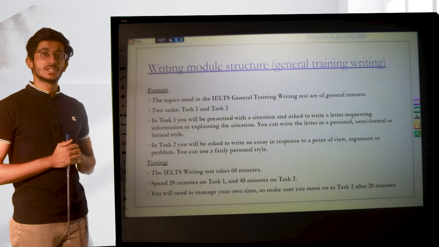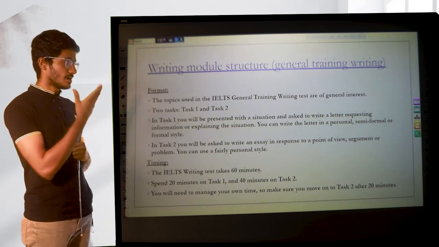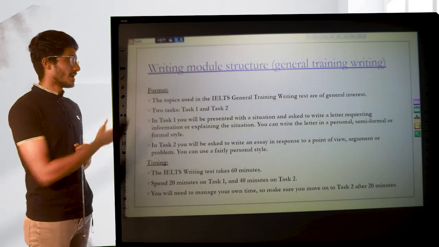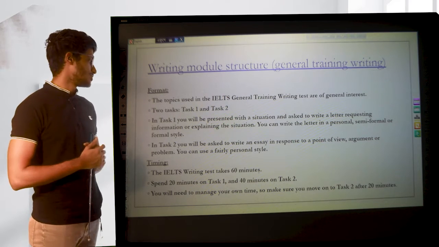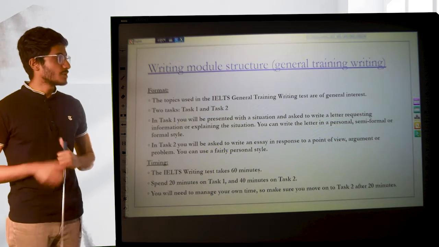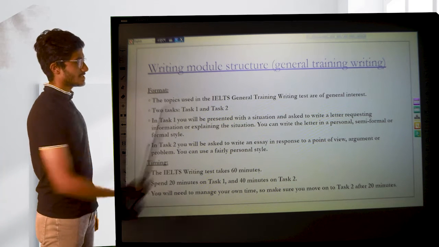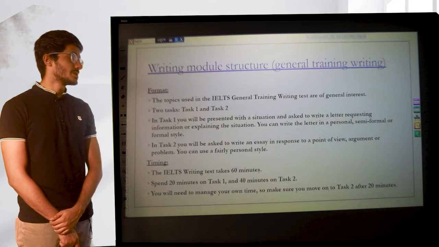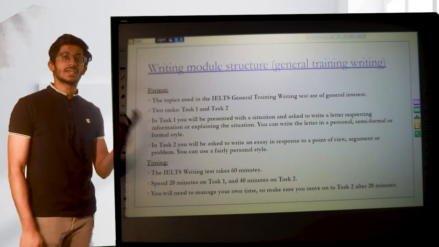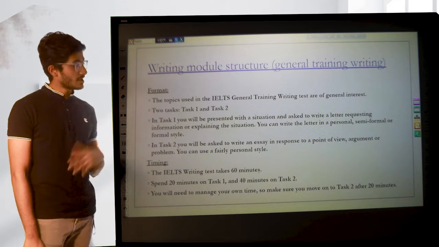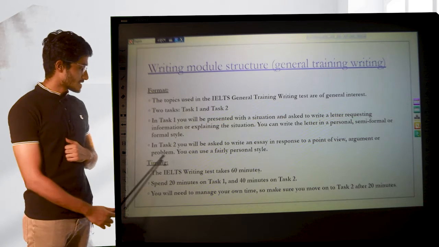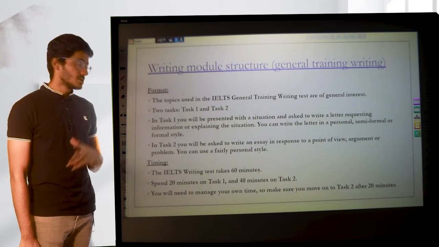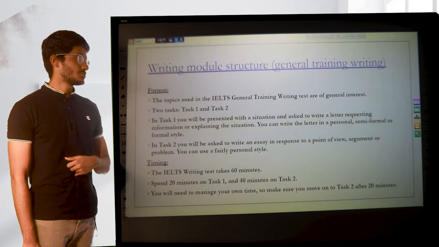The format for general training writing is more or less the same. You're going to have 2 tasks, Task 1 and Task 2, and the tests are usually of general interest. In Task 1, you will be presented with a situation, and you will be asked to write a letter requesting information or explaining the situation. You can write the letter in a personal, semi-formal, or formal style. Previously, academic writing had to be in formal style, but here you have the liberty. In Task 2, you will be asked to write an essay in response to a point of view, argument, or problem. This is similar to academic training.